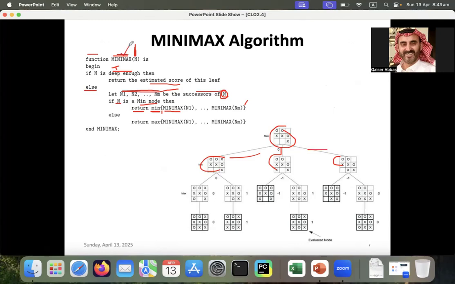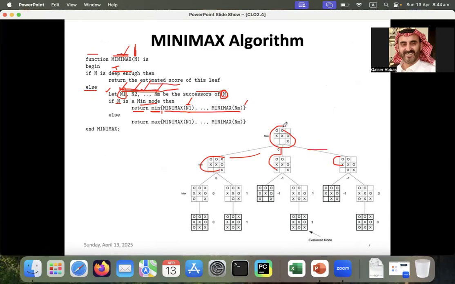You are calling this algorithm again, minimax n1. N1 is the successor. Whatever successors you have found in this step, now you will apply this minimax. You will call this minimax algorithm for all of those successors. So you will apply minimax on n1, then minimax on n2, and then minimax on n3, and so on. You will apply minimax on nm, which are written here.